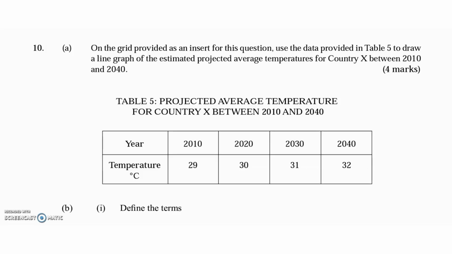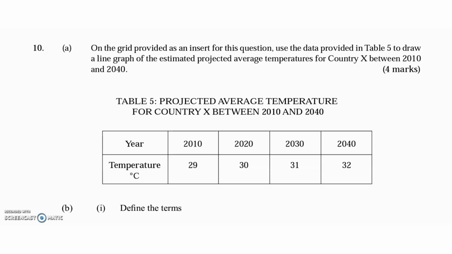All right, so now we are in the last question, which is question 10A. On the grid provided as an insert for this question, use the data in table 5 to draw a line graph of the estimated projected average temperatures for country X between 2010 and 2040. Now, it is actually for 4 marks.